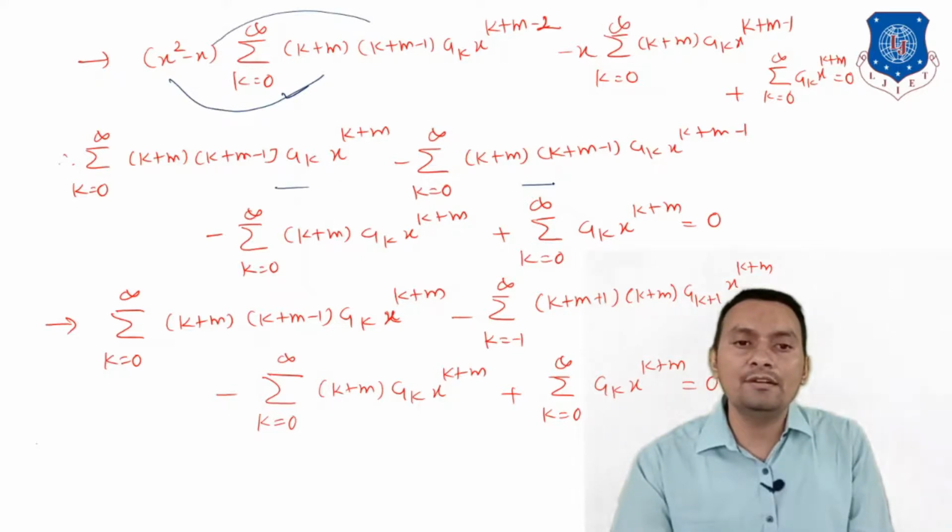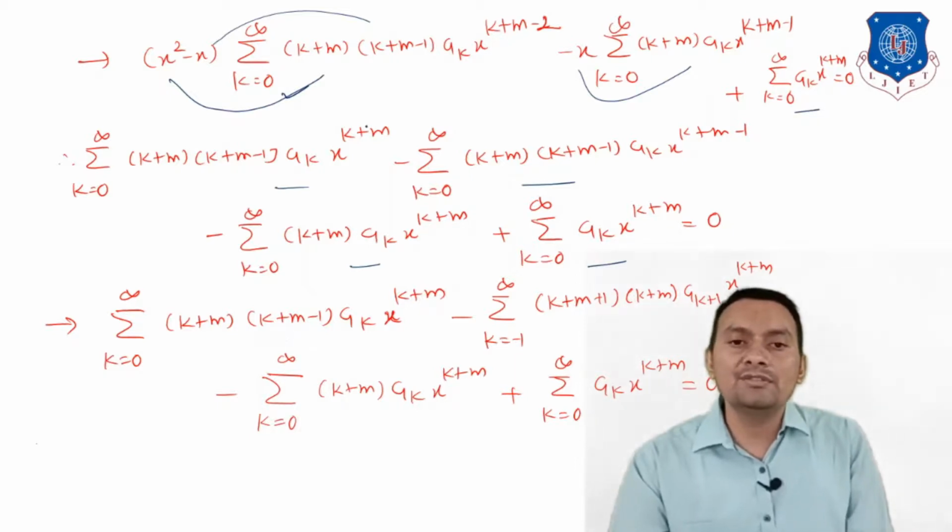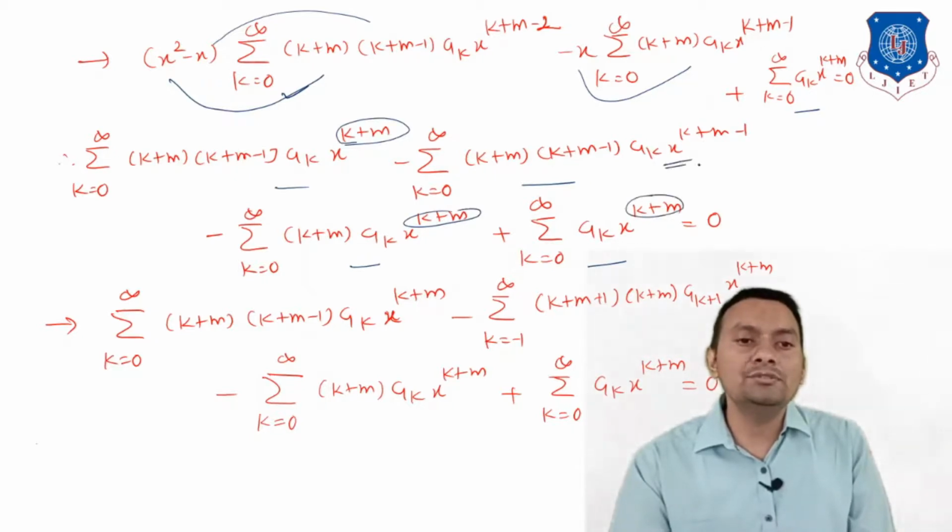we will get this first and second term, multiplied with this, so we will get this one, and the last term is over here. Now our target is to make the same power of x. Here x raised to k plus m is there, here x raised to k plus m is there. So in both I am just going to consider k equal to k plus 1.